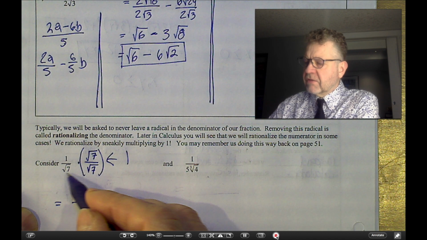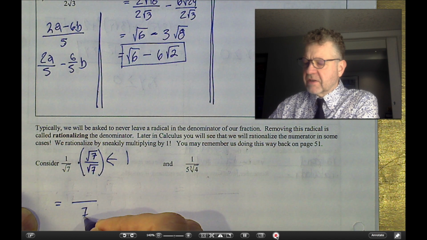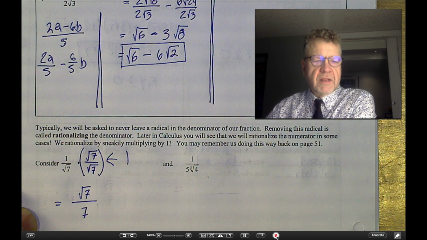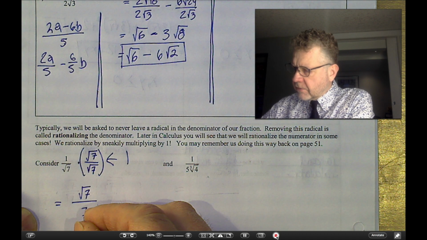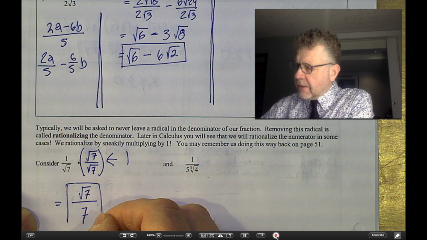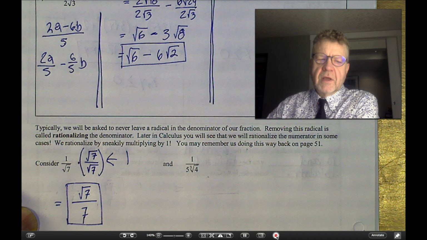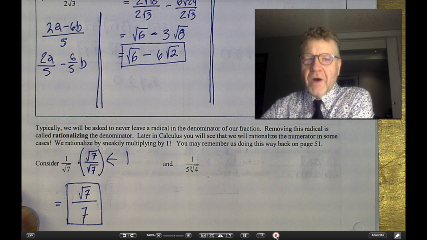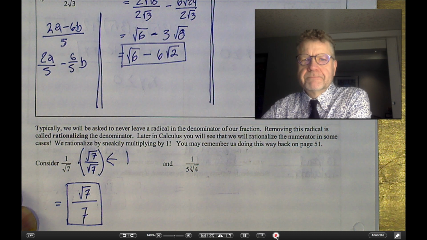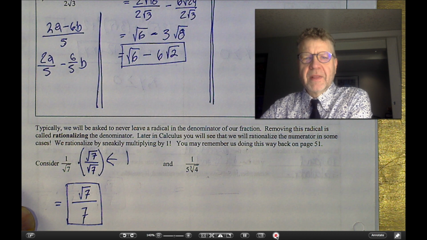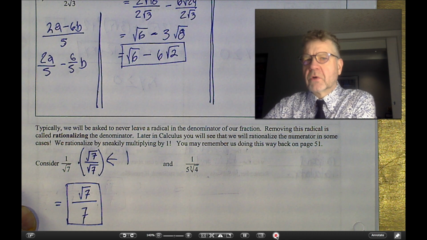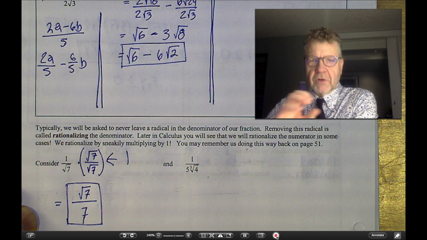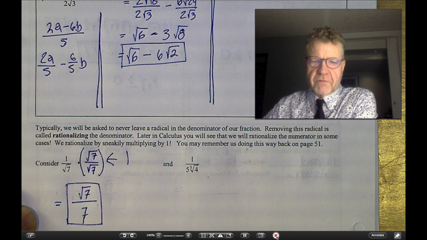So when I do this, root 7 times root 7 is going to be just 7. And 1 times root 7 is going to be like that. Root 7 over 7. Now, I will entirely and wholly admit to you that root 7 over 7 looks yuckier than 1 over root 7. And yet, we prefer it that way. We just do. And again, it's one of those things that you just won't appreciate until you head into calculus and you see how this really does simplify your life moving on.